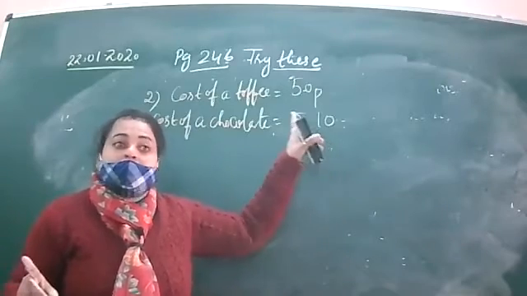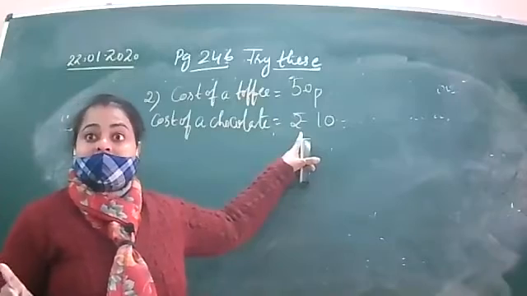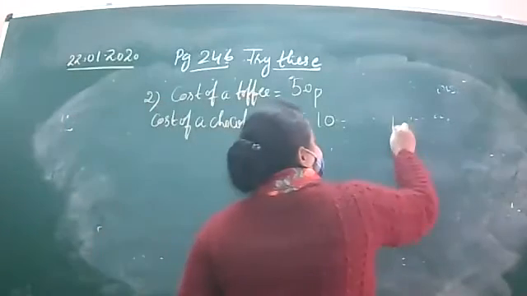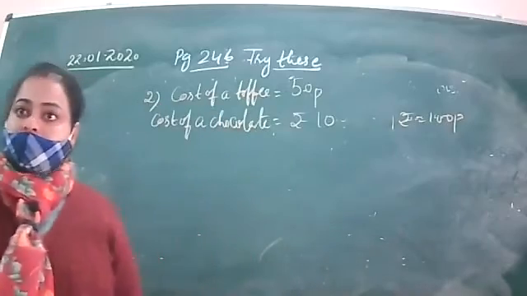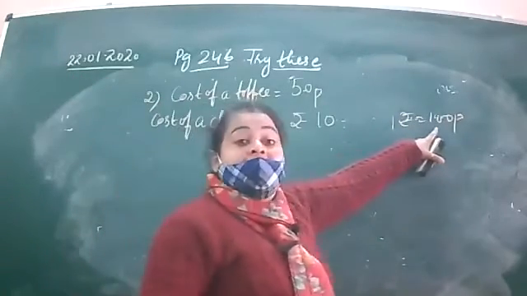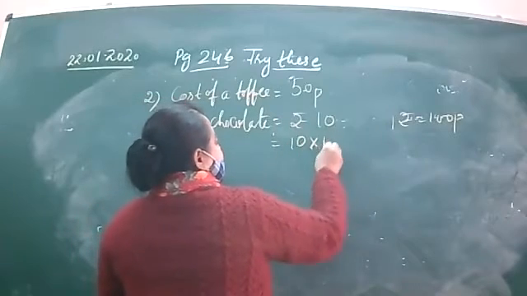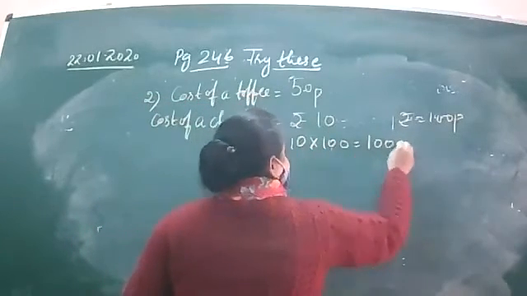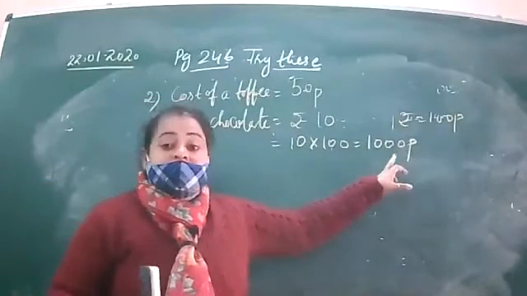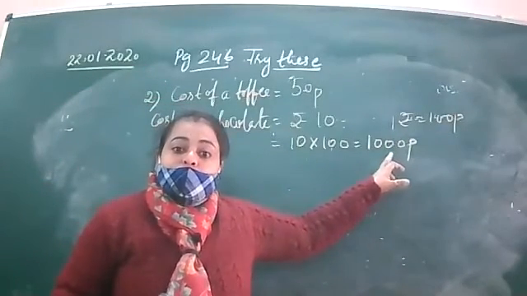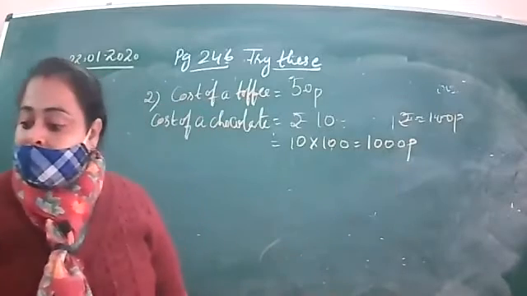So first of all we will change this rupees to paisa. In 1 rupee we have 100 paisa. So 10 multiplied by 100 will give you 1000 paisa. So first of all, you will show this conversion. It is very much compulsory to show this conversion. Fine. Now come to the question.